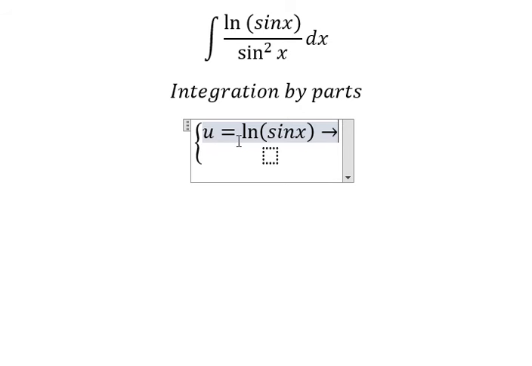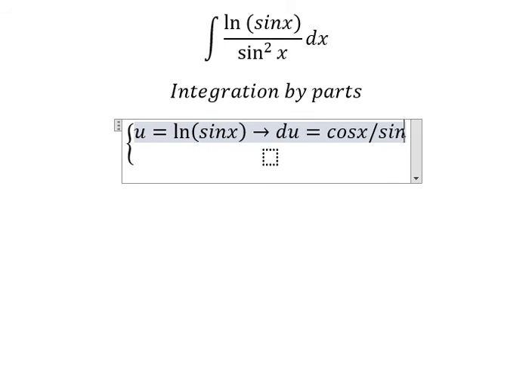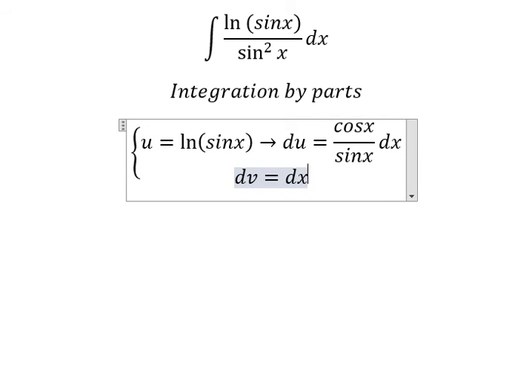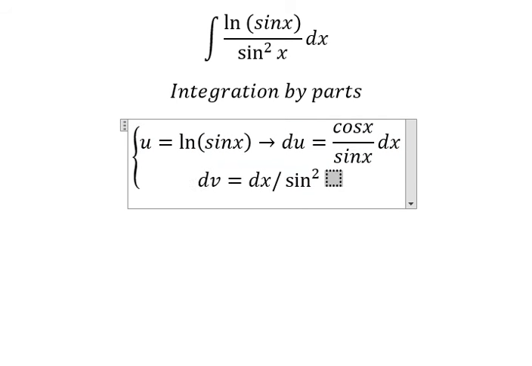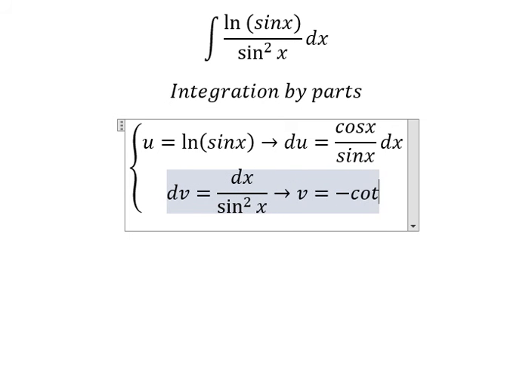Later, we need to first take the derivative of both sides, and we have cosine x over sin x dx. dv is 1 over sin x squared dx. So the integration of this one, we have negative cotangent x.